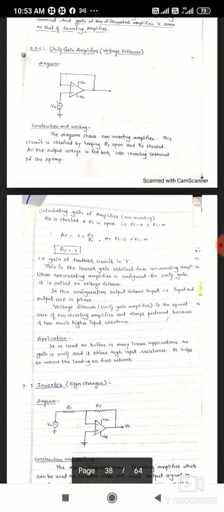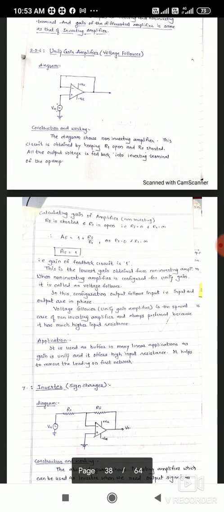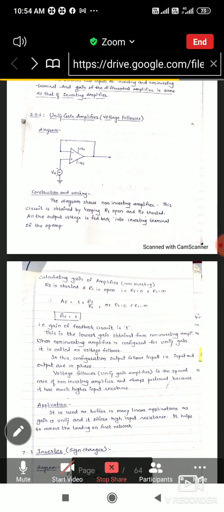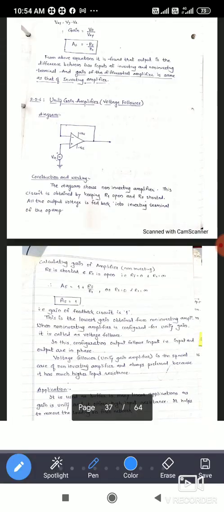Now the next point will be an important concept. This application, this circuit, is required a number of times. That is the voltage follower circuit, or it is called unity gain. That means gain AF is equal to 1. So that is called a unity gain amplifier or voltage follower.